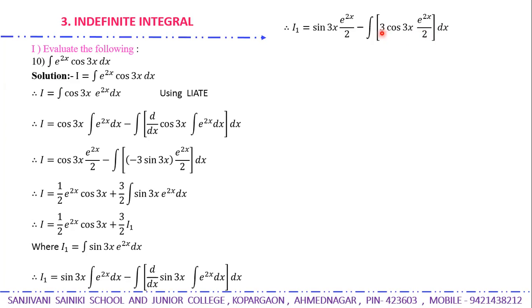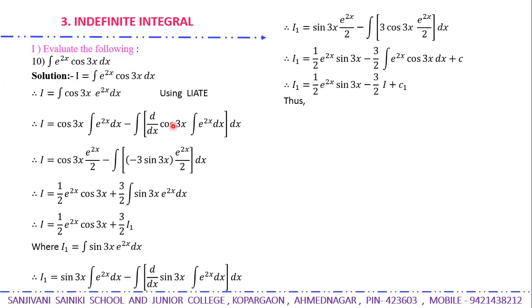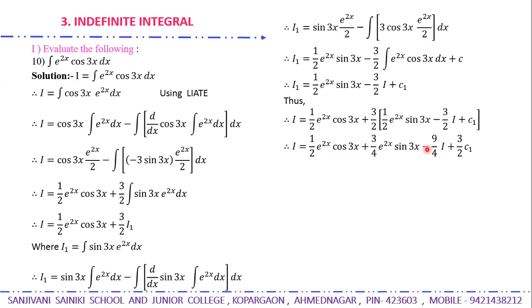So here we can take 3 by 2 common and then we will get e raised to 2x cos 3x dx. But it is nothing but our original integral I. So we replace it by I. This is our I1. Now I will use this I1 in our I. So I is equal to 1 upon 2 times e raised to 2x cos 3x plus 3 by 2 in bracket, 1 upon 2 e raised to 2x sin 3x minus 3 by 2 times I, plus c1. Now multiply this bracket by 3 by 2. You will get minus 9 by 4 I.